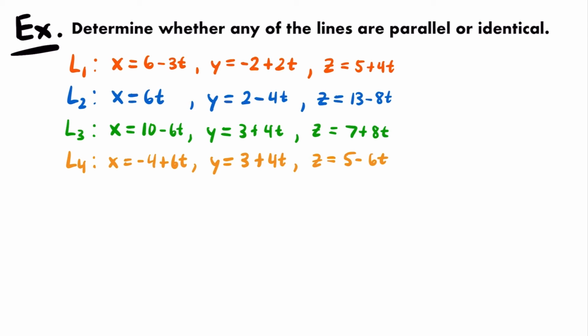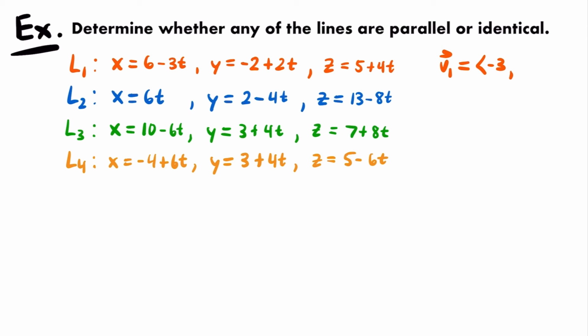And so to find the direction vector for that line, I'm going to write it as vector v1. All we have to do is identify the direction numbers from this line. And the direction numbers are simply the coefficients of t, the parameter, in each of these parametric equations. All right, so for the x equation, the coefficient of t is negative 3, so that will be the first direction number, or the x component of our direction vector.